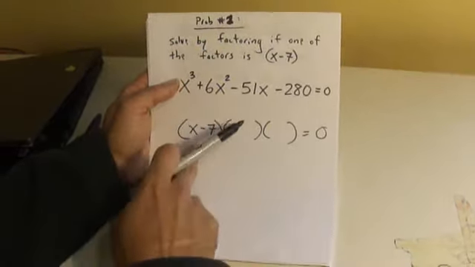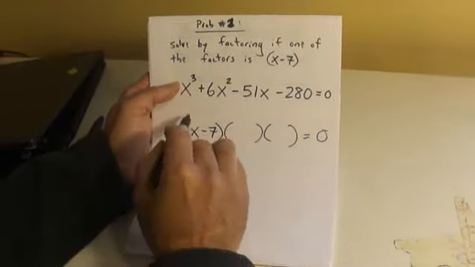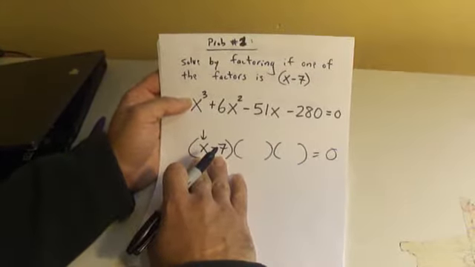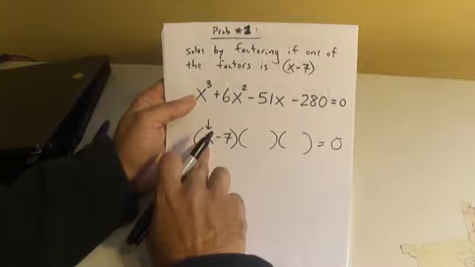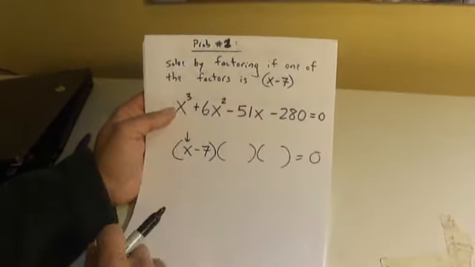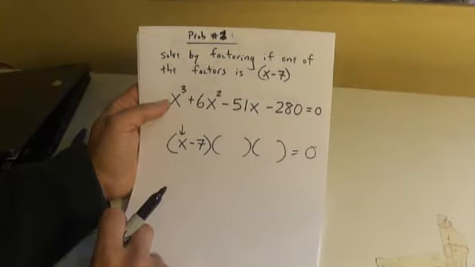So what do you think the number is that you can pop into that x? What's the value of x that would make this binomial turn into 0? Well, the question is, what minus 7 equals 0? What minus 7 equals 0? Nina, do you know that one? What minus 7 equals 0?